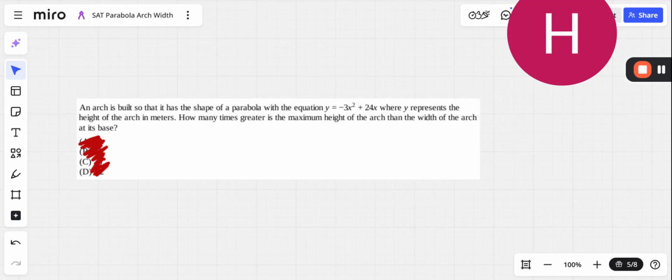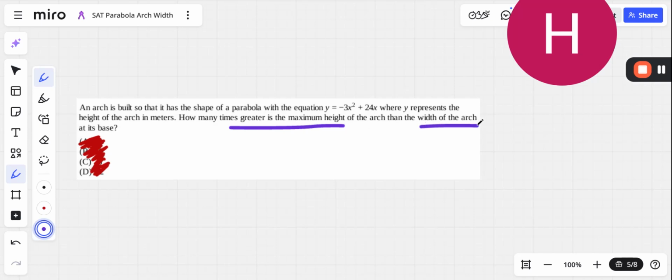And today we have yet another quick SAT problem. This is a multiple choice problem focusing on parabolas. And we're asked a very SAT-like thing. We're not just asked for one quantity. We're asked how many times greater is one quantity, the maximum height, than the width of this arch. So we have an arch which is built in a parabolic shape.